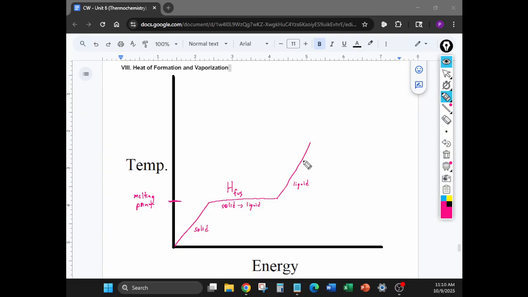And then you guys can probably see what's going to happen next. Eventually, you get to a temperature point that we call the boiling point. At the boiling point, the temperature stops going up again because all the energy is being used to separate the liquid molecules into gas molecules.